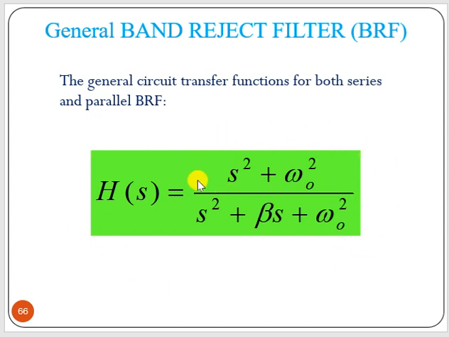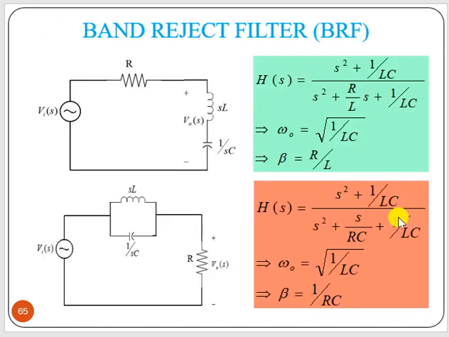Here we have a quadratic equation. Both numerator and denominator have quadratic equations, and we have zeros at the imaginary axis. That is, the location will be plus minus j 1 by root of LC.